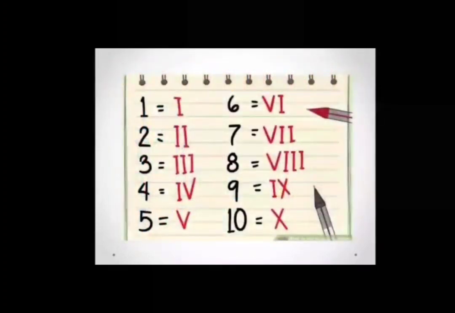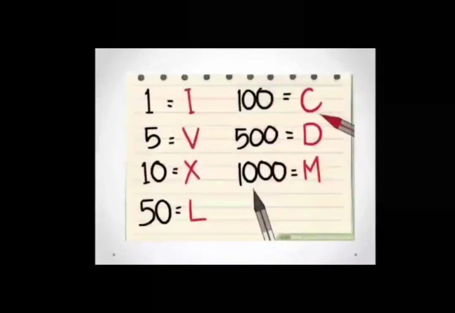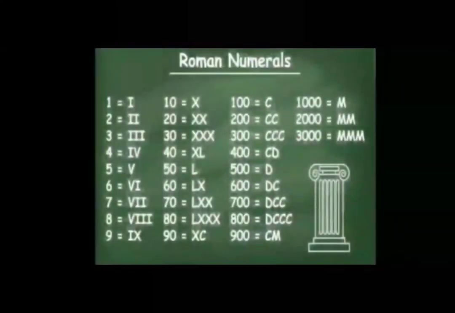Some of you know how to write Roman numbers from 1 to 10. So this is how 1 is written: 2, 3, 4, 5, 6, 7, 8, 9 and 10. Some of you also know further: I is used to write 1, V for 5, X for 10, L for 50, C for 100, D for 500 and M for 1000. These are the few Roman numbers that we use.